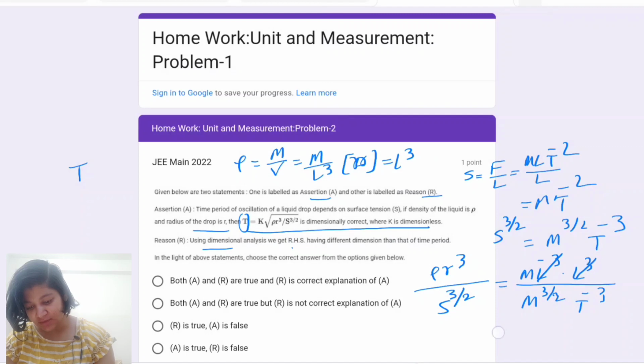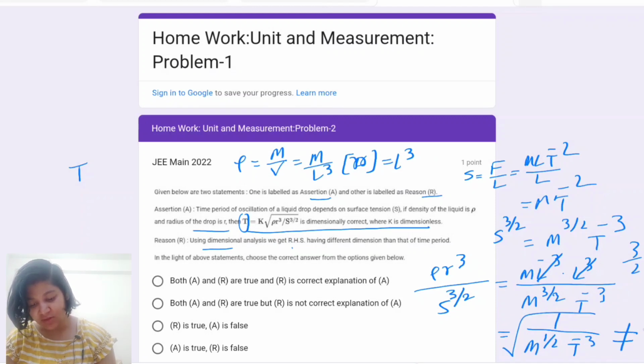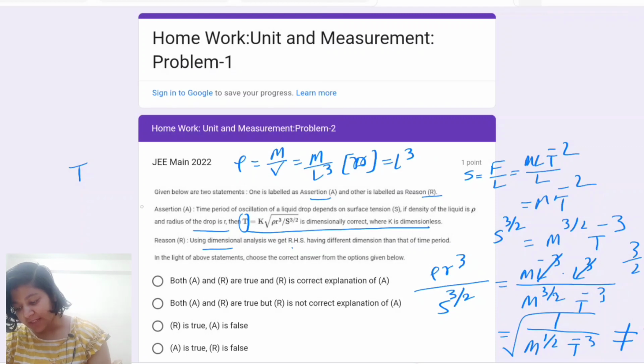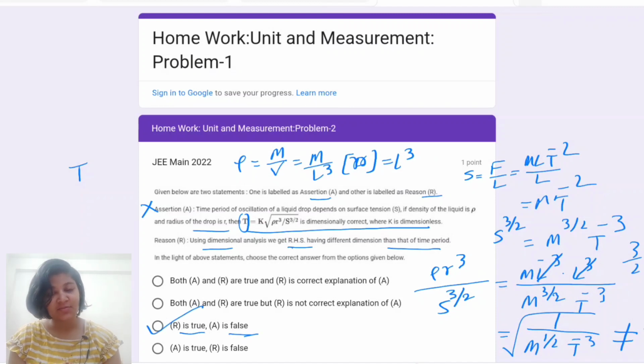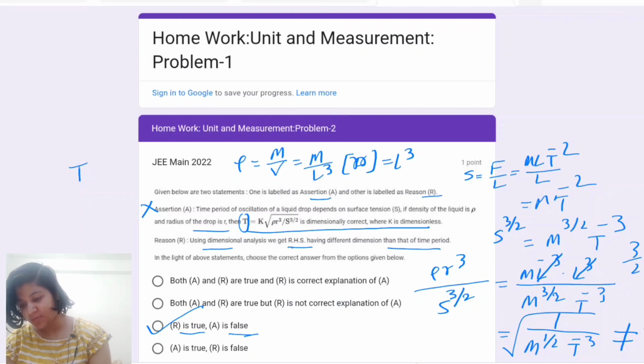So this cancels out and this becomes 1 over M to the power 3 by 2 minus 1. That means M to the power half, T to the power minus 3. So the root over this is obviously not equal to the dimension of T. So our assertion is wrong and our right hand side has a different dimension than that of time period. So this is true. So reason is true but assertion is false. This is the correct answer. Moving on to the next problem.